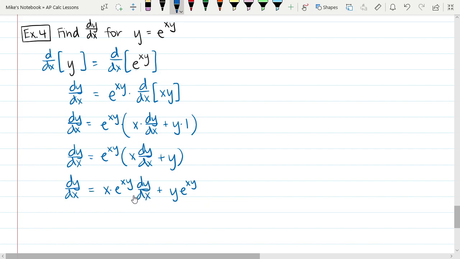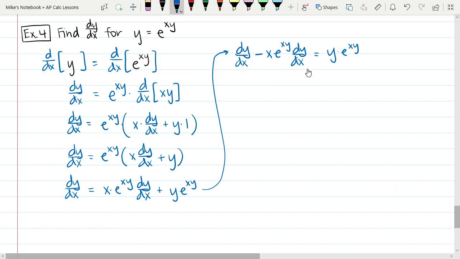So now I need to go ahead and move this to the other side so I can get all of my dy dx's on one side. Let me go ahead and move up here. So now I'm going to have dy dx minus x times e to the xy, dy dx, and that's going to still equal y times e to the xy. All right, on the left side, we can go ahead and factor out that dy dx. Of course, that's now going to leave us with a 1 minus x times e to the xy equals y times e to the xy.